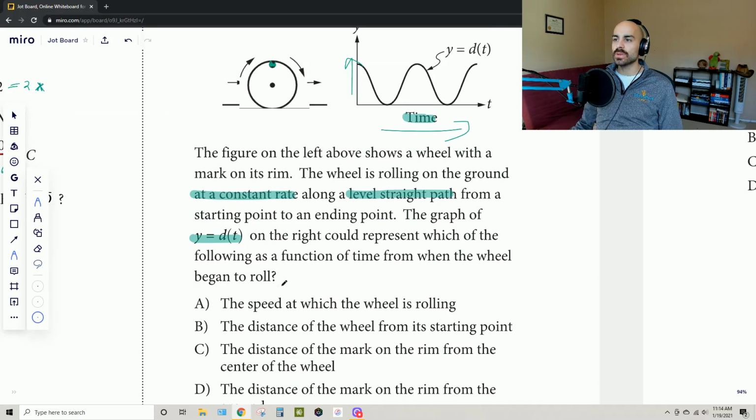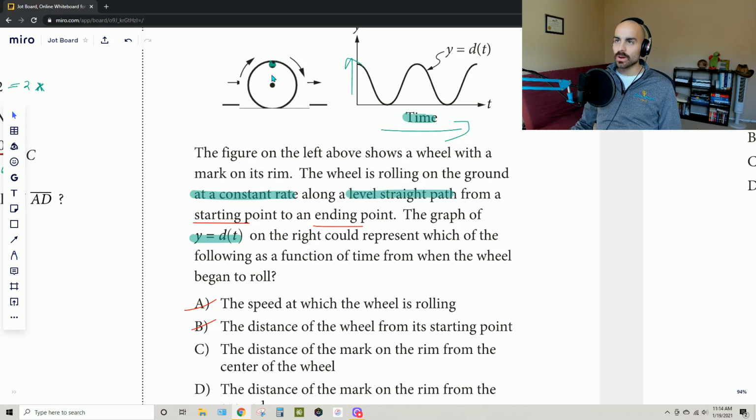A, the speed at which the wheel is rolling. Well, they already said at a constant rate. Nope. B, the distance of the wheel from its starting point. It's telling us that it's going on a level straight path from a starting point to an end point. So the fact that it's going down and then back up, they're not saying anything about the wheel somehow coming back. C, the distance of the mark on the rim from the center of the wheel.